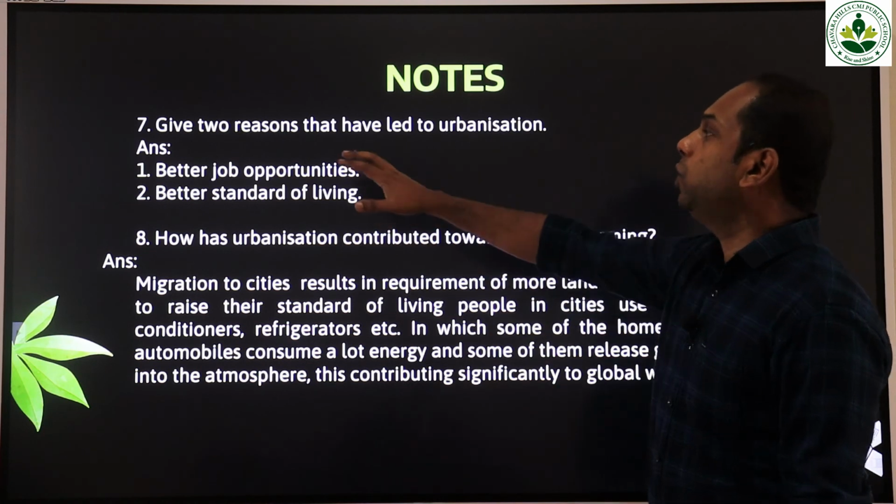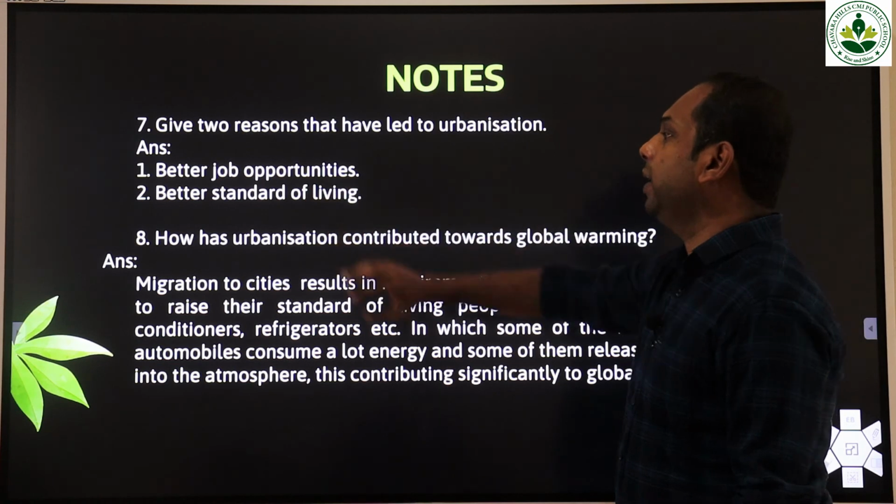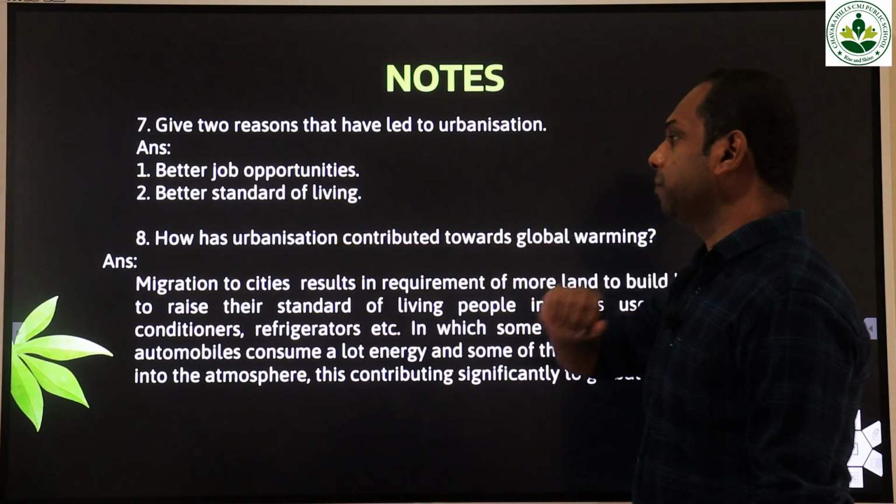The 7th question: Give 2 reasons that have led to urbanization. The answer: better job opportunities and better standard of living.